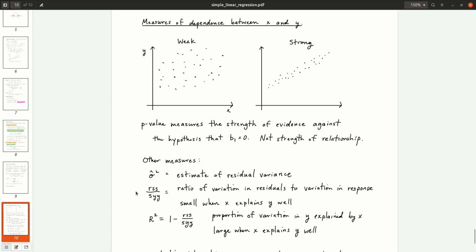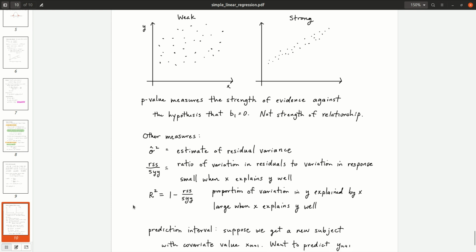And this thing is small when x explains y well. Now the reverse of that, if we just take 1 minus that, is something called r squared. This is a very common thing that people report. It's part of the summary when you print out a model fit in R. The way people interpret this is as the proportion of variation in the response that's explained by x. And this will be large, namely close to 1, when x explains y well.